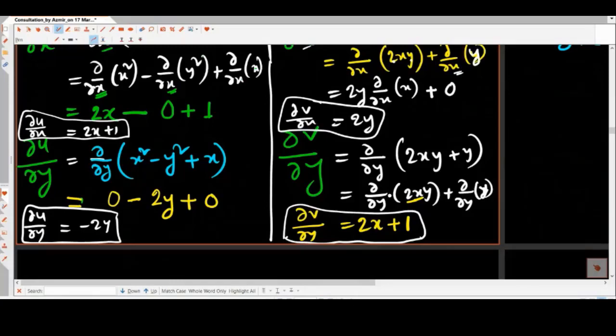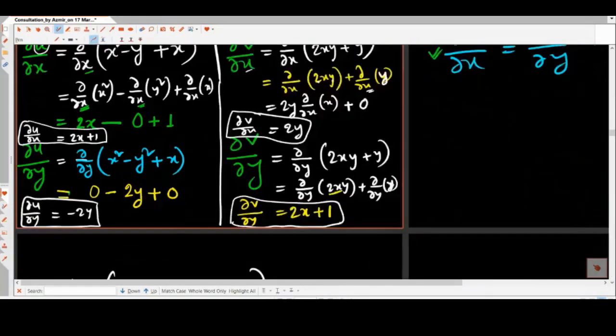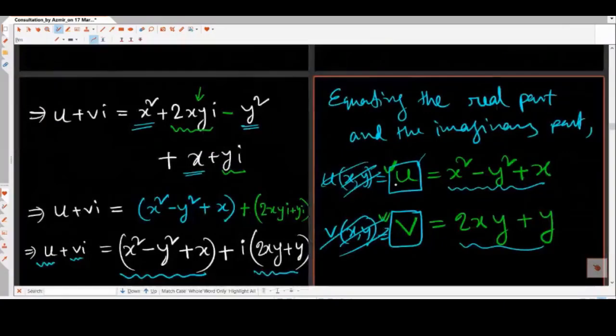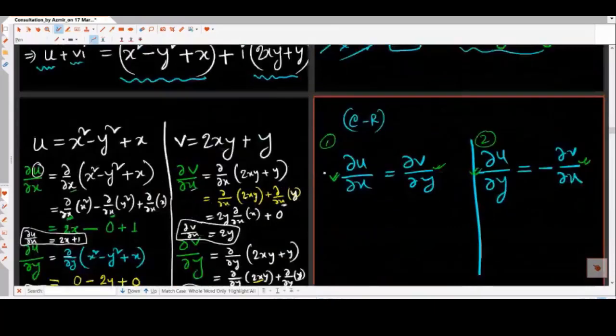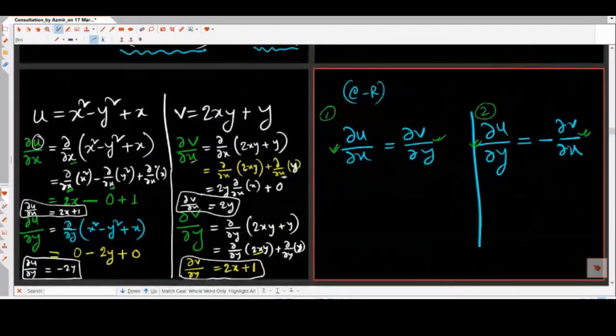So this is our second step. In the first step, we have expressed the function f of z in terms of u and v. And in the second step, we have found all the first order partial derivatives du/dx, du/dy, dv/dx, dv/dy. So let's check whether Cauchy-Riemann equations are satisfied or not. The Cauchy-Riemann equations are here: du/dx equals dv/dy, du/dy equals negative dv/dx.